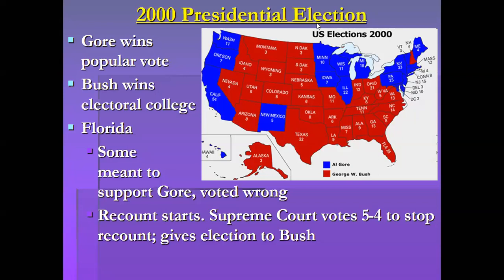So about 100,000 ballots were tossed out. And people wanted to go through those 100,000 ballots and try to determine how people were actually voting. So they were recounting these 100,000 ballots. The Supreme Court says there's nothing in the Constitution that allows for you to do that. So they vote to stop the recount, and George Bush wins the election.